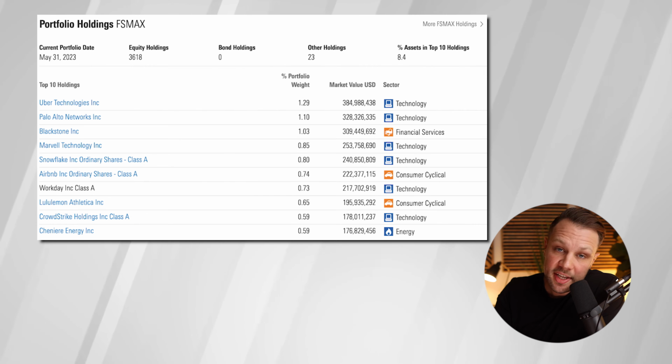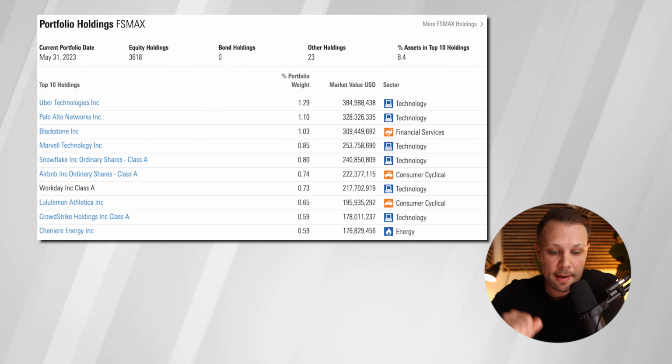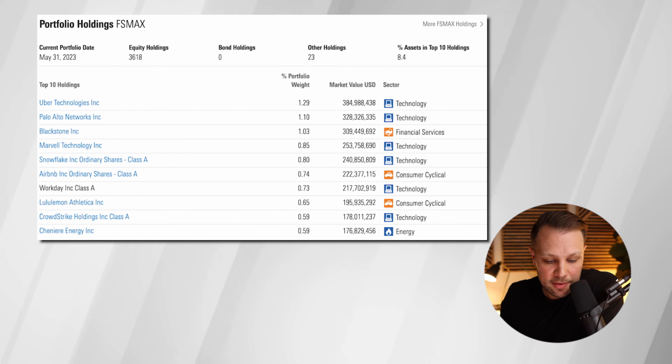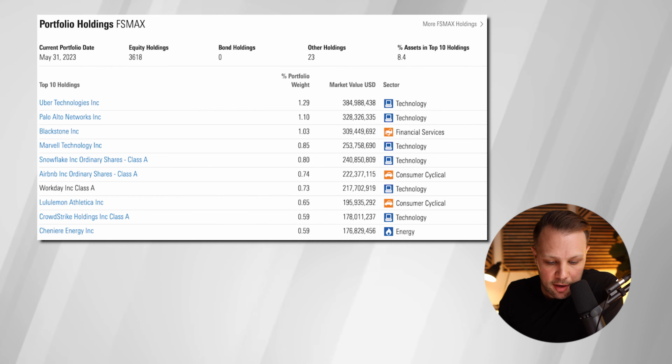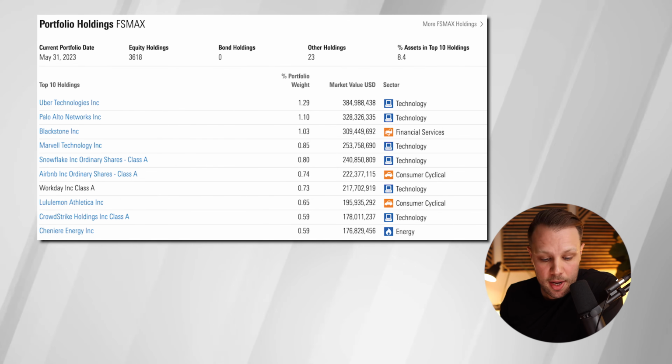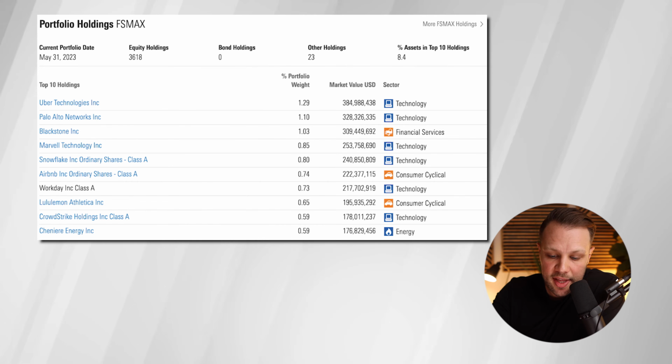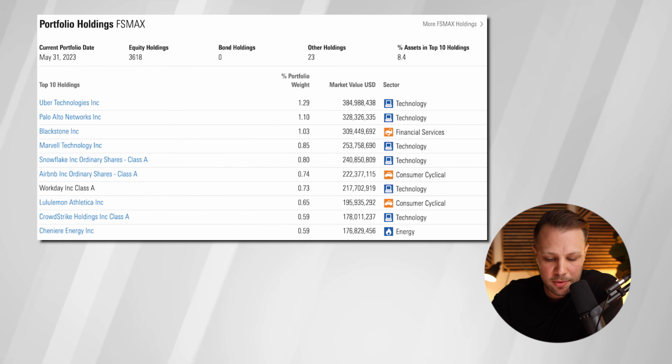Now, the top 10 holdings in this fund are actually very different than the top 10 holdings that we are comparing to here with FZIPX. So these top 10 holdings are Uber, Palo Alto Networks, Blackstone, Marvell Technology, Snowflake Inc., Airbnb, Workday Inc., Lululemon Athletica, CrowdStrike, and others. And in this, you can see the different assets that they're holding in here, but these are the most comparable to the two. They have very similar goals, and they are the most comparable outside of the Fidelity Zero funds to the regular funds.